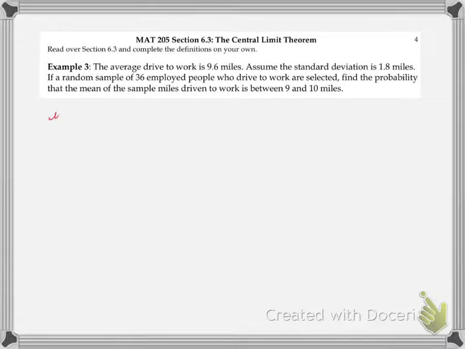All right. Welcome back for those who actually paused the video. So we know our population mean. Now notice it didn't state that it's normally distributed, right? But that's okay because our sample size is greater than 30, so we can still find the z-scores. So mu is 9.6, sigma is 1.8, n is 36, and we are trying to figure out the probability that our sample mean is between 9 and 10.